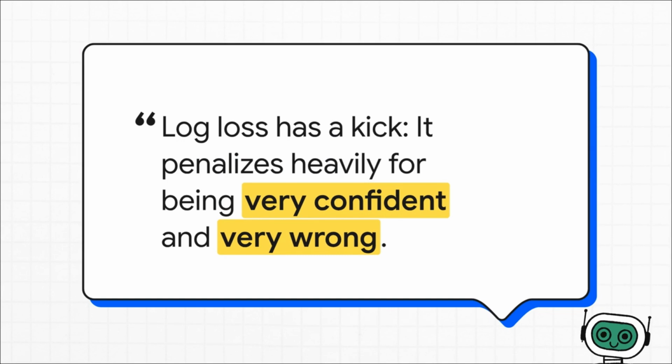And here is the absolute key to understanding log loss. It has a real kick. It doesn't just penalize wrong answers, it brutally penalizes predictions that are both confident and wrong. So if your model screams, I am 99% sure this is not spam, and it actually is spam, the loss score goes through the roof. This is really powerful because it forces the model to learn not just the right answer, but also how to be honest about its own uncertainty.